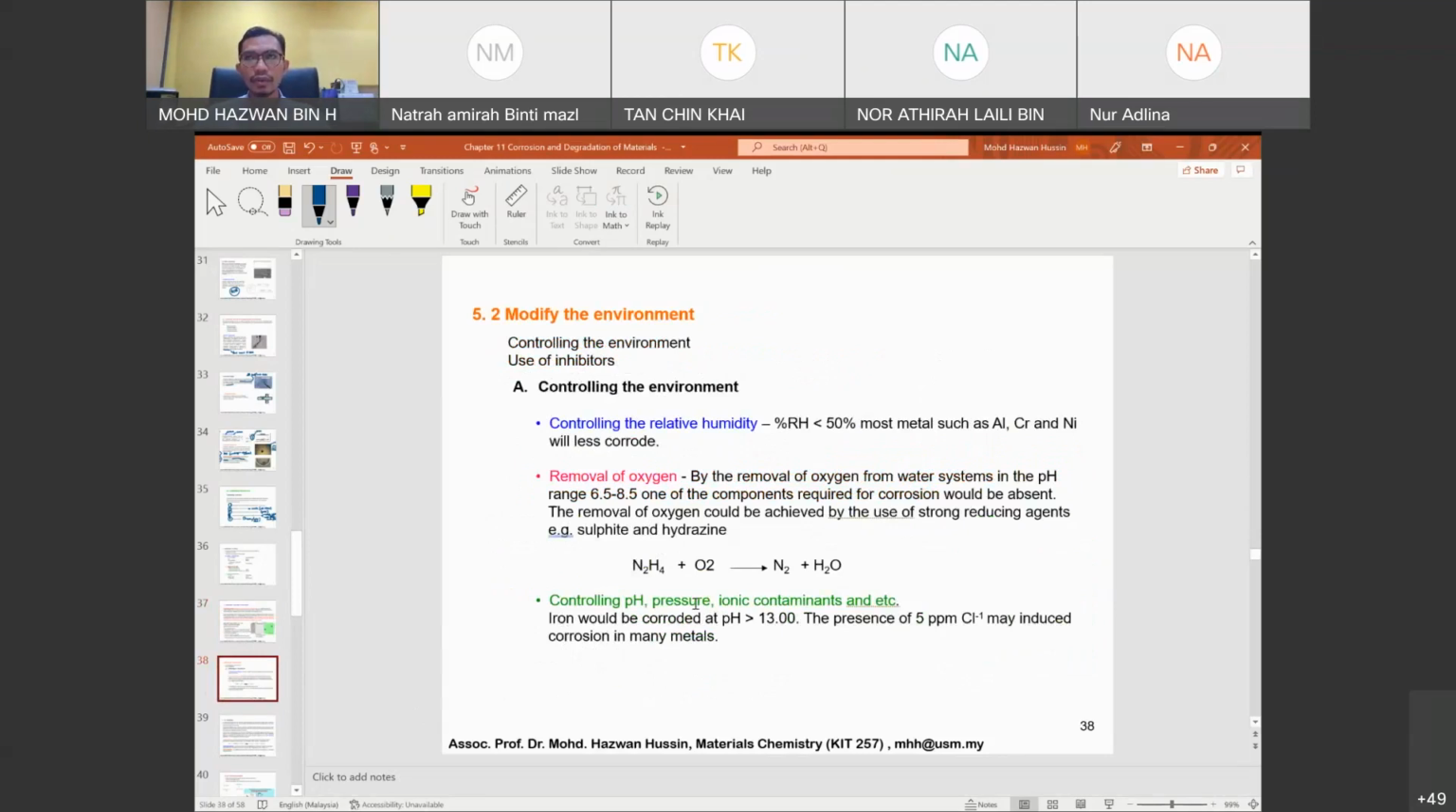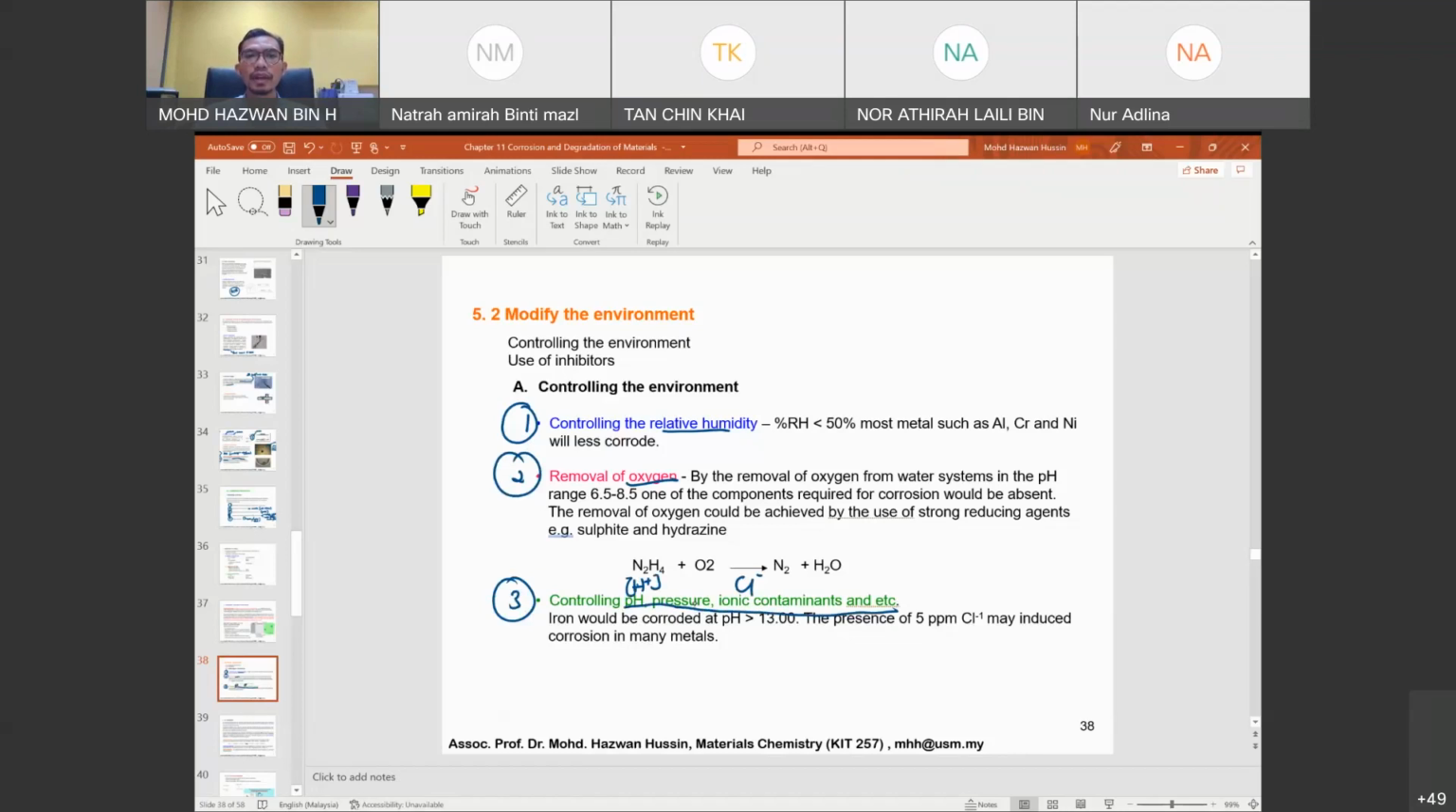Actually, all the while we talk about corrosion, it is always related with the environment. And the environment that we are talking about is, of course, with regards to the humidity, relative humidity, presence of oxygen, and presence of other impurities like concentrations of H plus, pressure, ionic contaminants like, for example, chloride ions, etc. So this is actually one of the most challenging things if you want to reduce the environment.